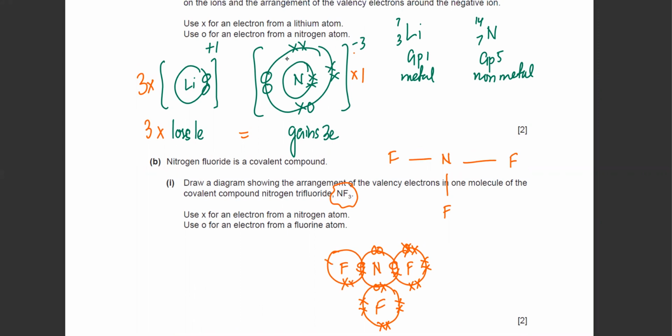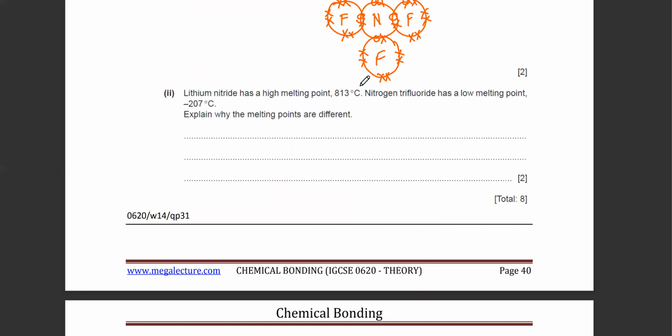And this one will also have 6 electrons. Okay, is this clear? Yes, sir. I said then the next one is lithium nitride has a high melting point, whereas nitrogen fluoride has a low melting point. Explain why the melting points are different.